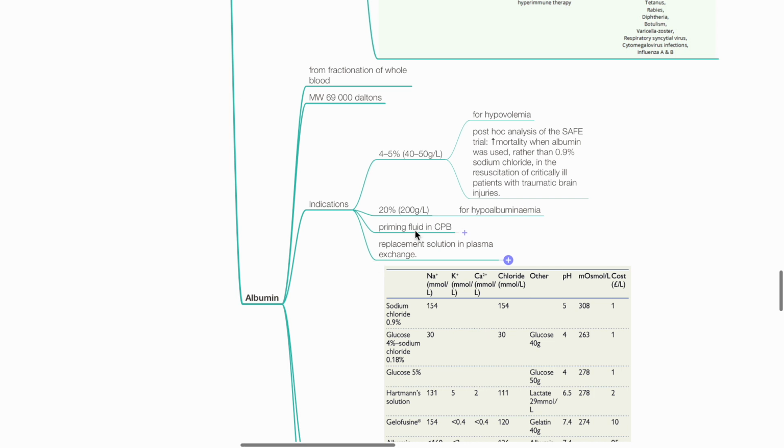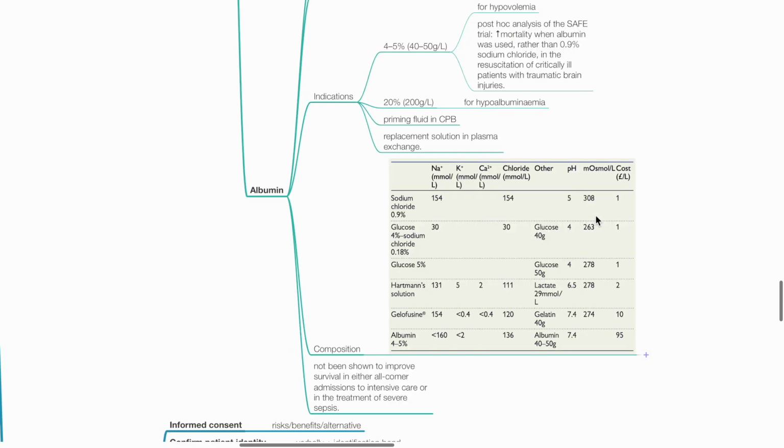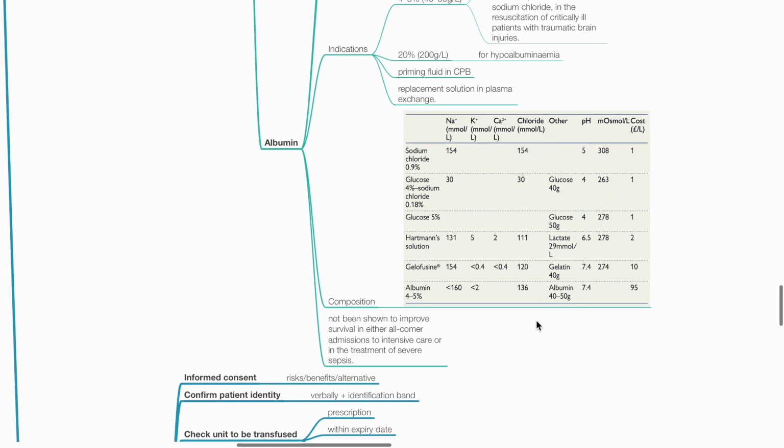Post-hoc analysis of the SAFE trial showed that there is increased mortality when albumin was used rather than normal saline in the resuscitation of critically ill patients with traumatic brain injury. Albumin has not been shown to improve survival in either all-comer admissions to intensive care or in the treatment of severe sepsis.